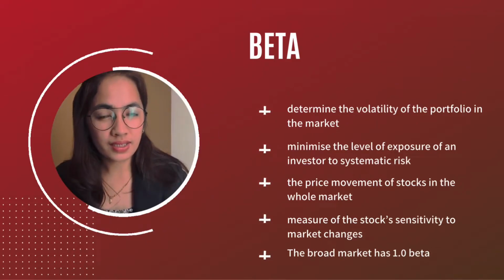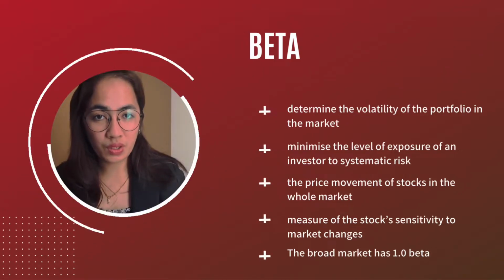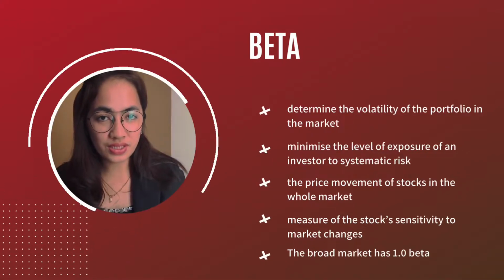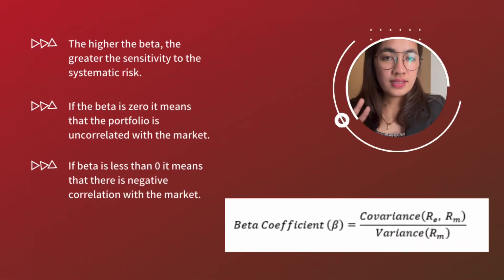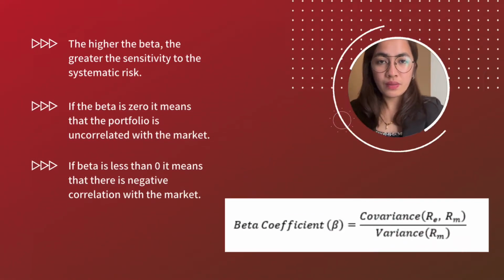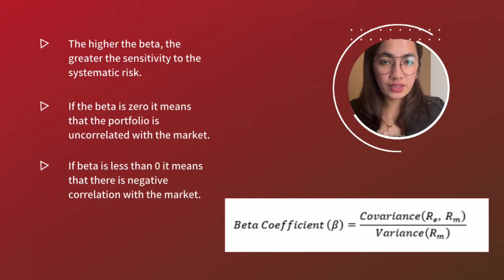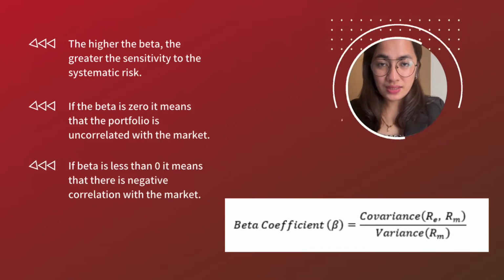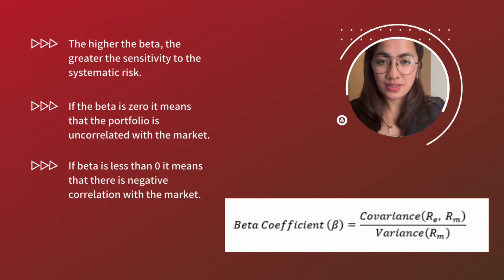The broad market beta is equivalent to 1, which will help us to determine how great the risk of an investor is in the market. Since the broad market beta is equivalent to 1, it will help us to determine how much the risk is in the market using beta.